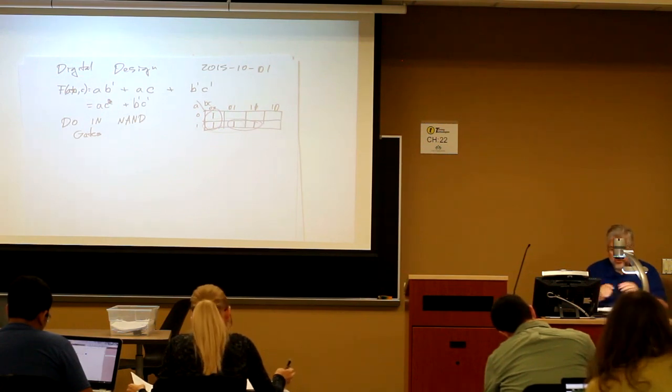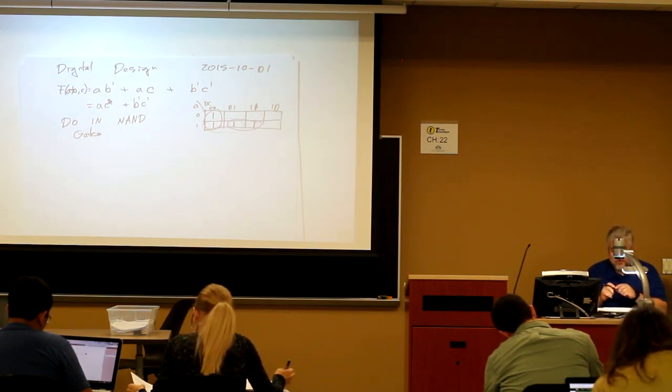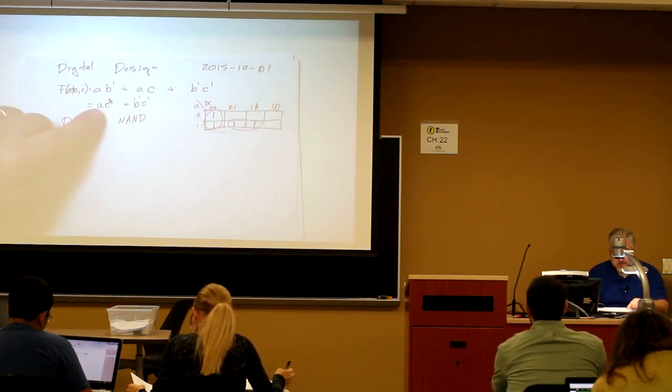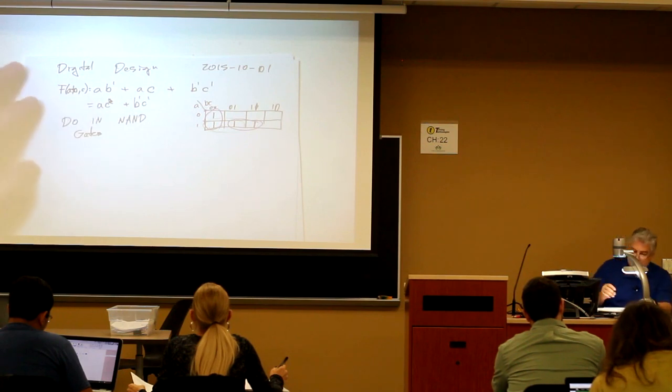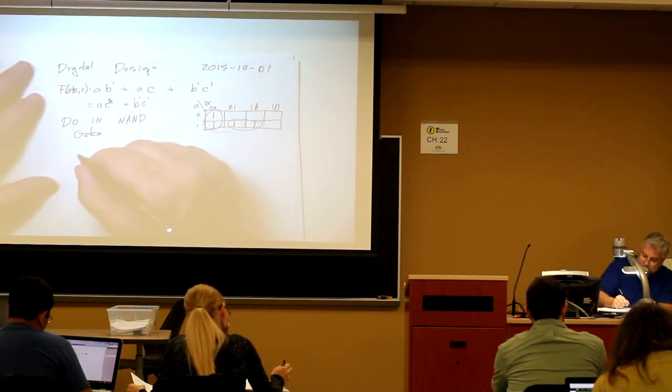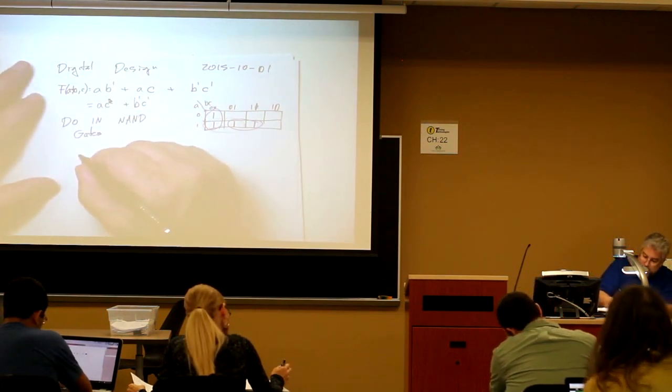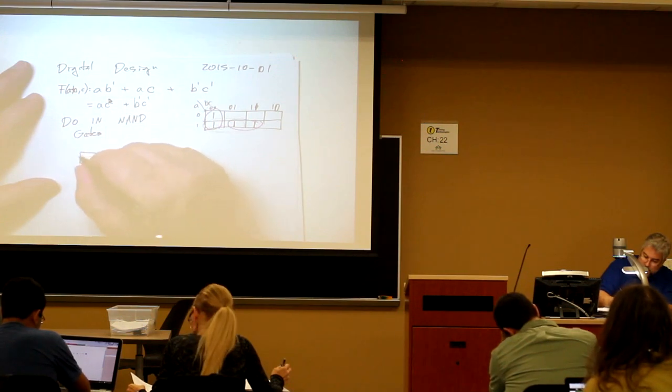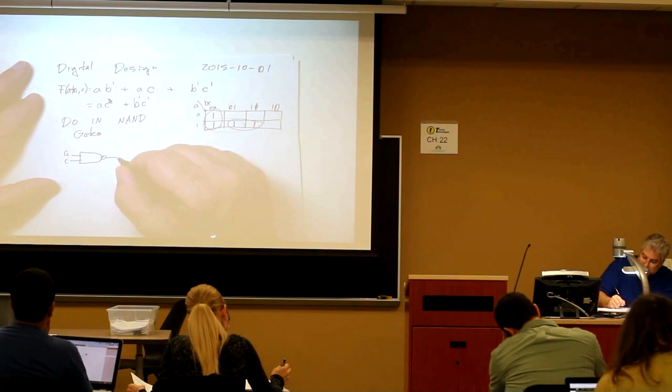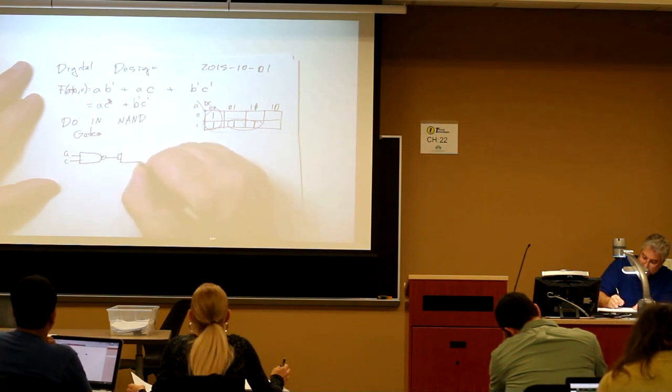Well, let's do the full-blown thing, right? We have an AND here, correct? So we have an input of A and C, goes into a NAND, and it follows with another NAND.